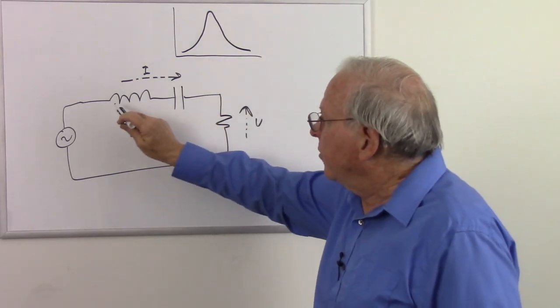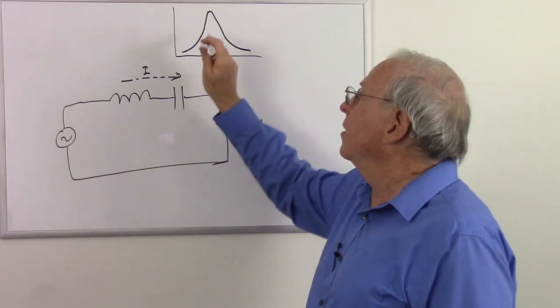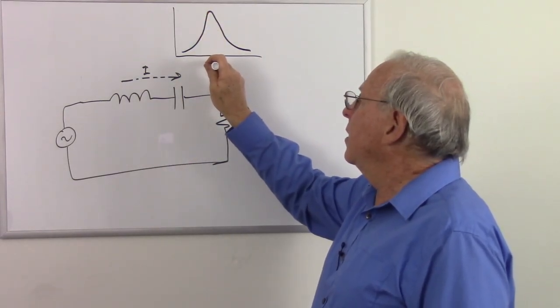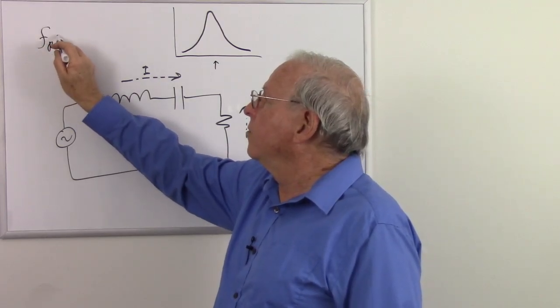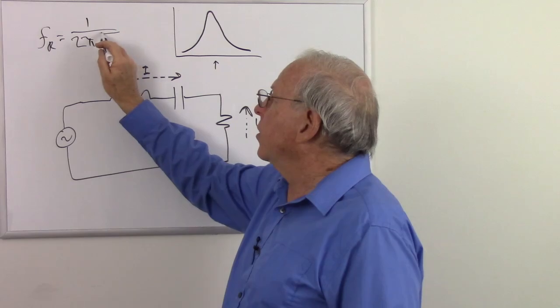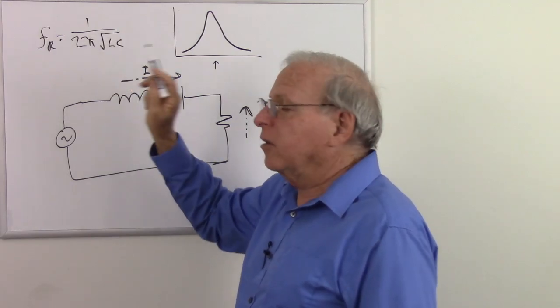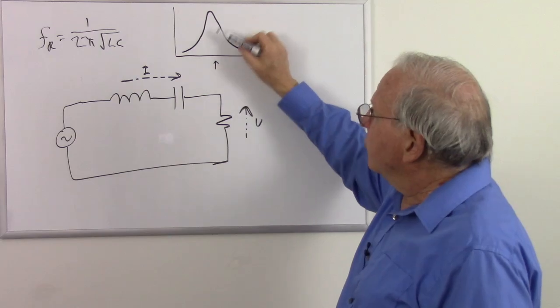So we see that we have a certain band of frequencies. What band? Well, what determines that frequency? It's going to be the resonant frequency. So our resonant frequency equals 1 over 2 pi times the square root of LC. We talked about that before, so I don't need to go into that now. And how broad is this filter going to be?